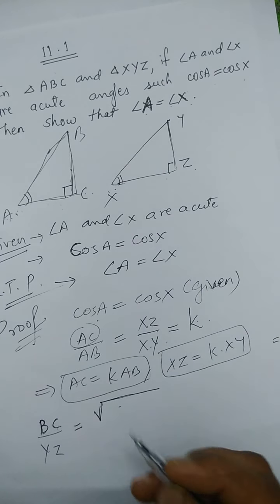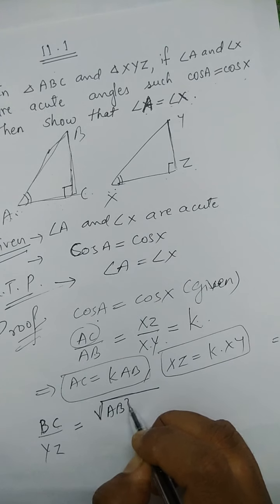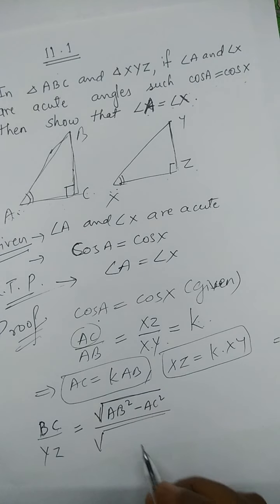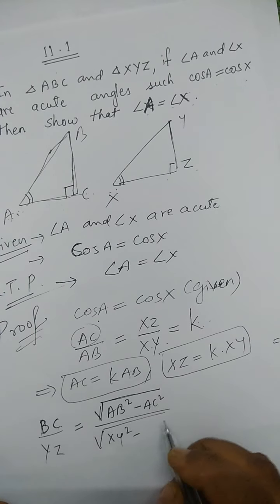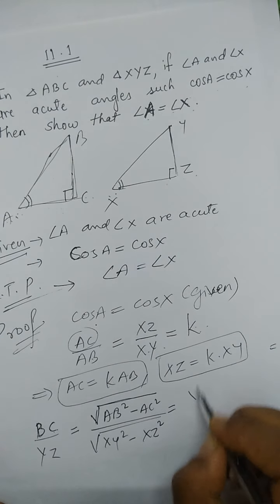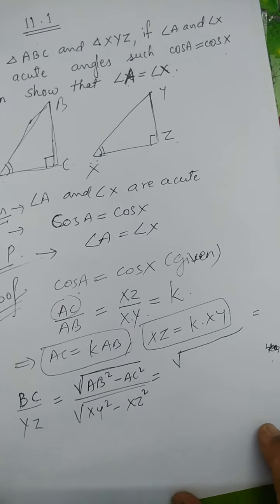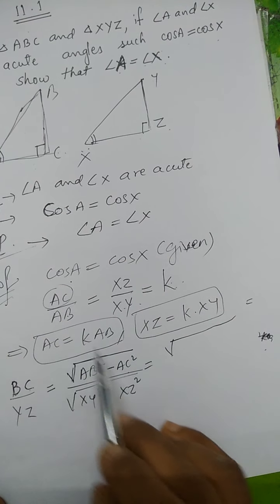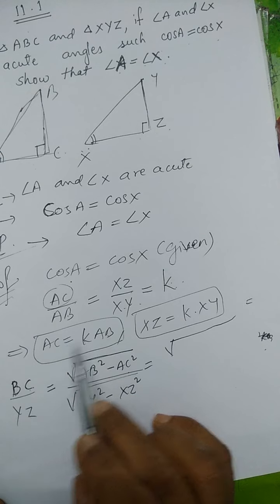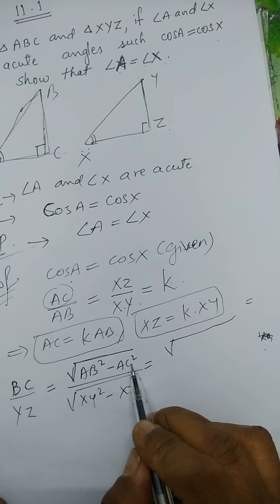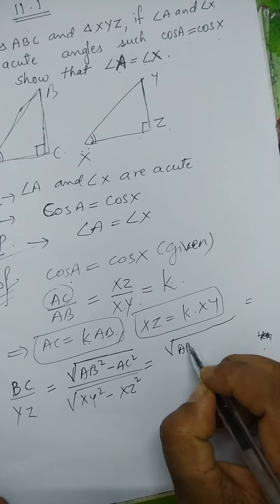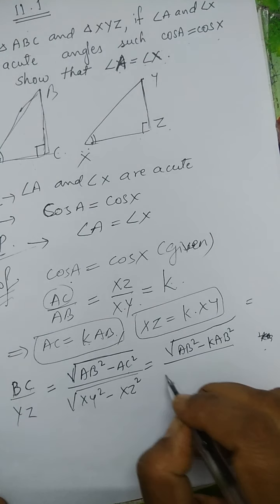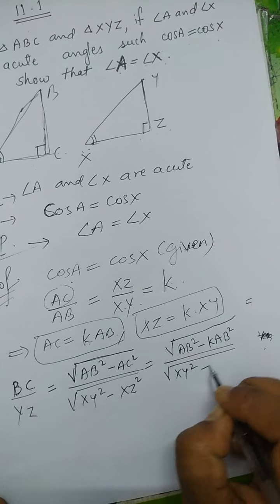Okay. So I will write directly: square root of AB square minus AC square, whole upon square root of XY square minus XZ square for YZ. Now substitutions. What are the substitutions here? What, tell me? AC value is k AB. Look here. AC value is k AB. Okay, so for the AC value we have to put k into AB. So square root of AB square minus (k AB) square, whole upon square root of XY square minus XZ square.